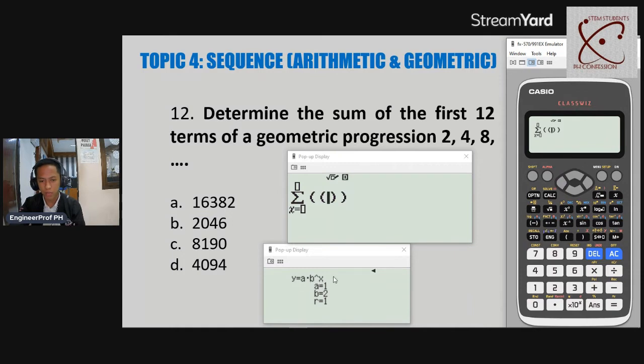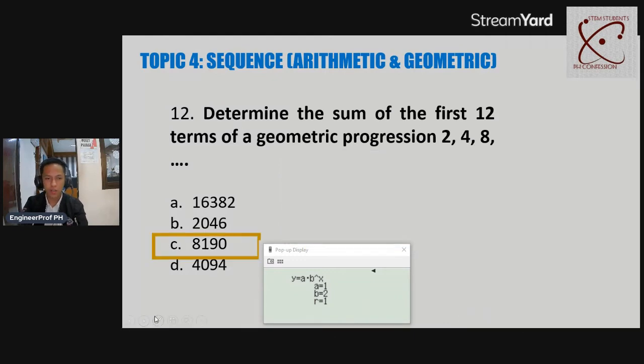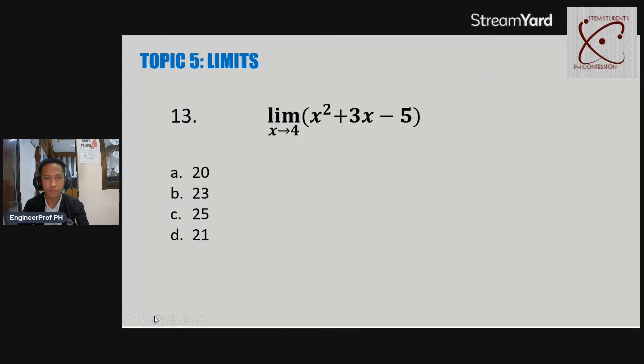A dot B, exponent X. So B is 2. Then for the exponent, that is alpha X. Okay, so ano ba yung i-add natin from the first term to the 12th term? Okay, press lang natin si equals. It will give you the value of the sum of the first 12 terms of the geometric progression 2, 4, 8. Ayan, so letter C, yung answer natin for this problem.